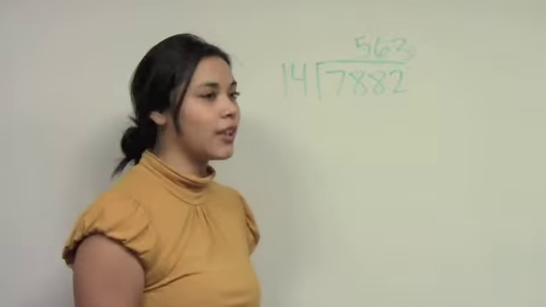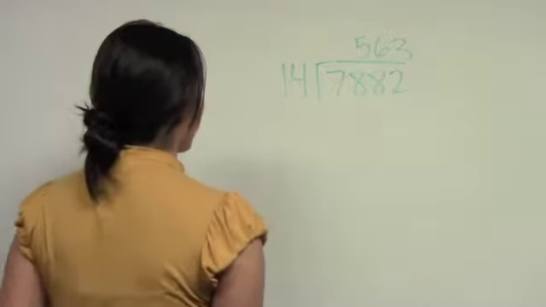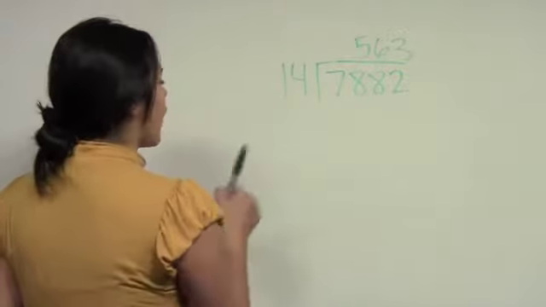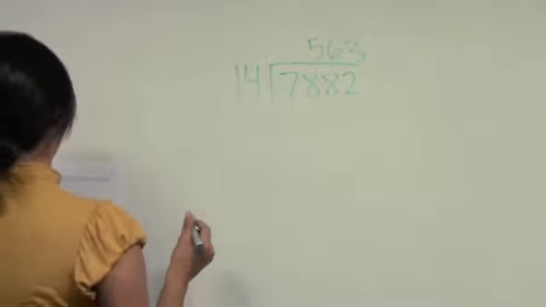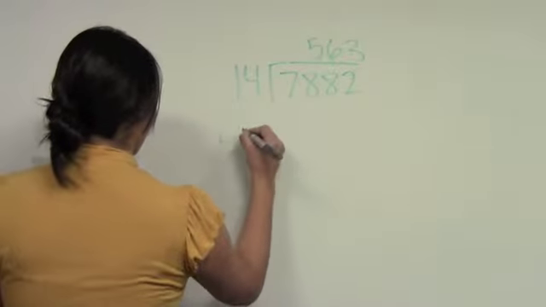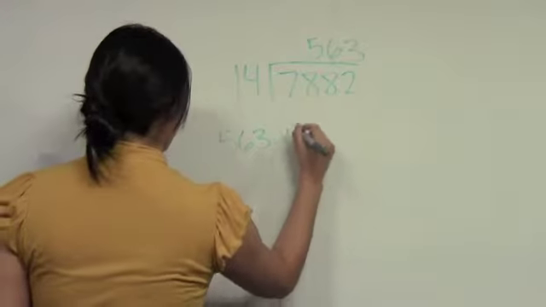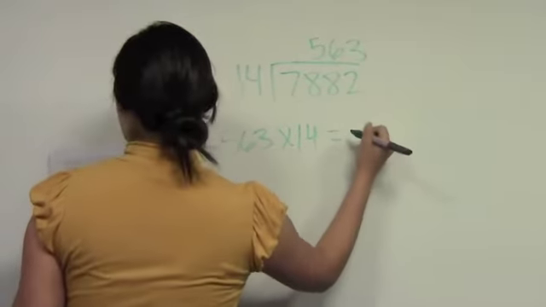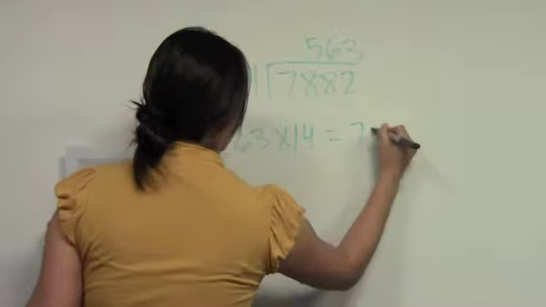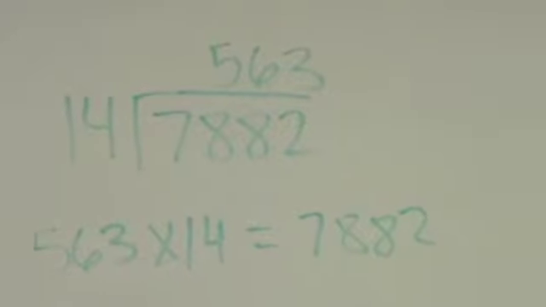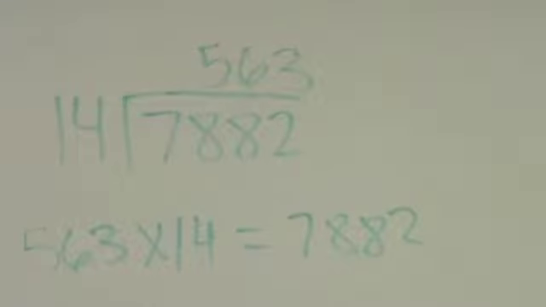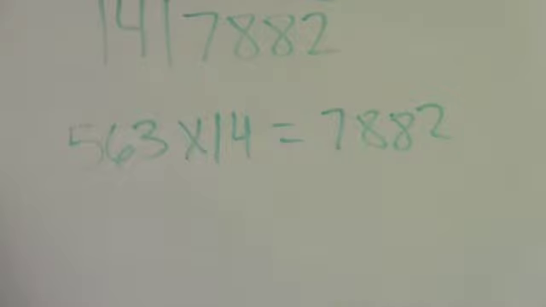For example, we can look at this already solved problem. 7,882 divided by 14 equals 563. This means that 563 times 14 equals 7,882. Or that 7,882 can be separated into 14 groups of 563 each.